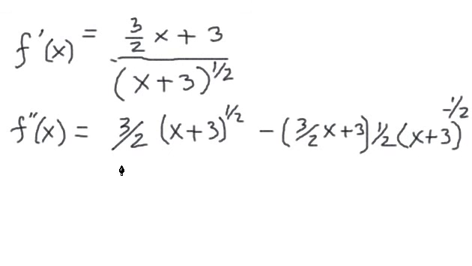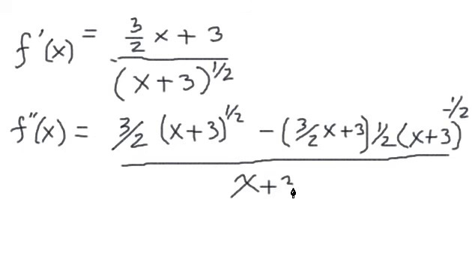And then of course this is all over x plus 3, and we square the bottom, so that means we multiply 2 times a half, which is just 1. So we're just left with x plus 3. Okay.